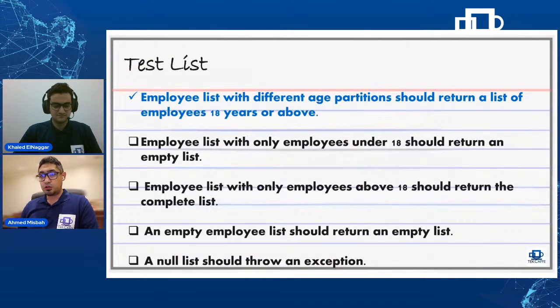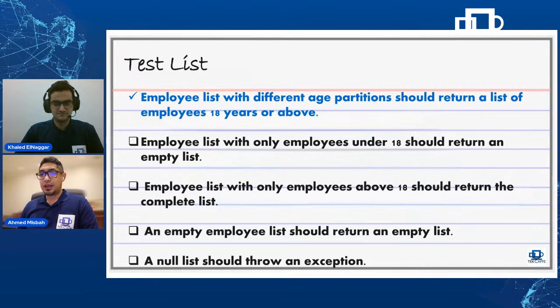So we've ordered the list. We've decided to start with this test. Employee list with different age partitions should return a list of employees 18 years or above. And yeah, this is going to be our first test. And we're going to ignore the rest just for the sake of time.